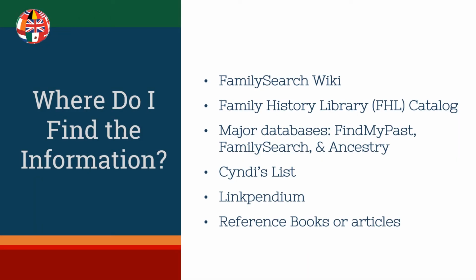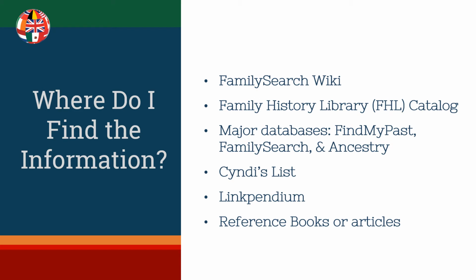Now let's talk about where to find the information for your research reference guide. Start with the Family Search Wiki and consider their various articles on the locality you are considering as well as their articles on methodology and record types. Also, get very familiar with the Family History Library catalog and learn how to search in the various ways they offer, including the ability to see what's available online.